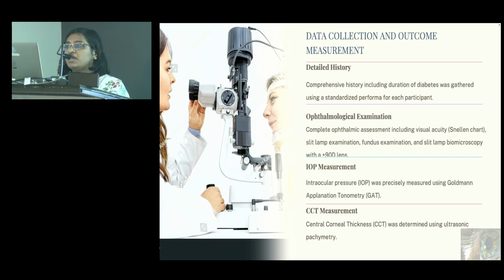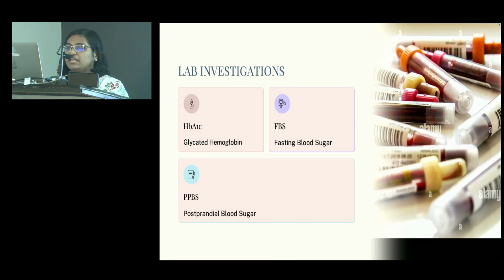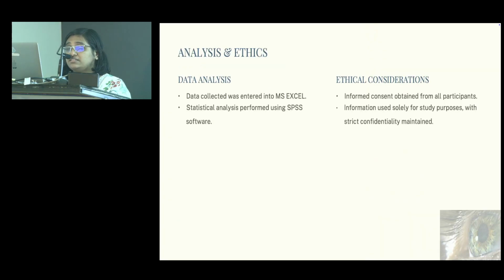The data collection included a comprehensive history, including duration of diabetes, gathered using a standardized proforma for each participant, and a complete ophthalmic examination, including visual acuity using Snellen's chart, slit lamp examination, and fundus examination. Intraocular pressure was precisely measured using Goldmann applanation tonometry, and central corneal thickness was determined using ultrasonic pachymetry. Lab investigations included HbA1c, FBS, and PPBS. Data was entered into MS Excel, and statistical analysis was done with SPSS software.